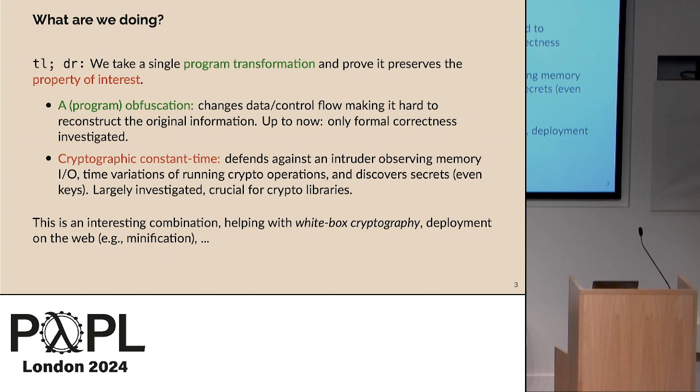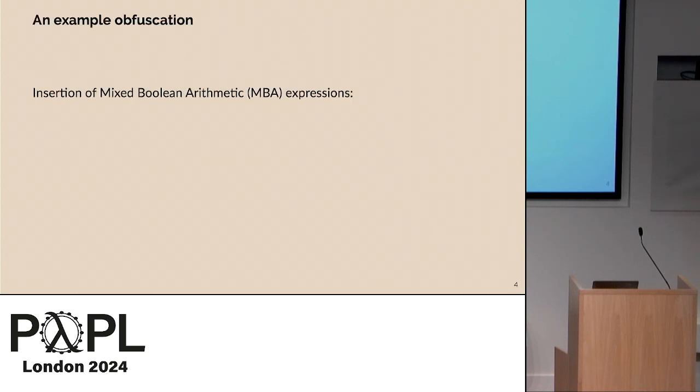And you may wonder, why should I obfuscate cryptographic code? Well, we really don't know. It looked like a fun project, but it may have applications to white box cryptography, or to the deployment of programs on the web, where minification can be seen as a kind of obfuscation. So let's go ahead and see an example, which is pretty standard: mixed Boolean arithmetic.